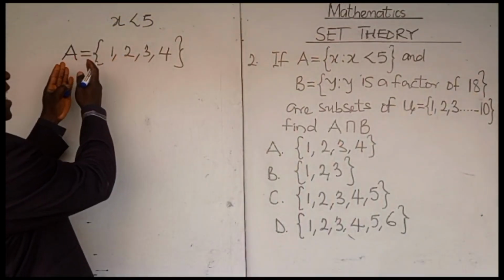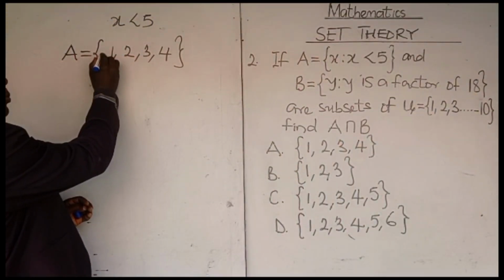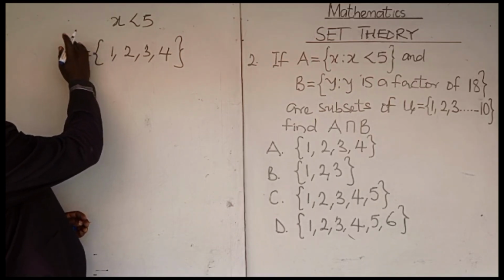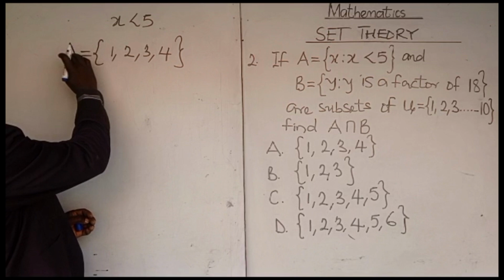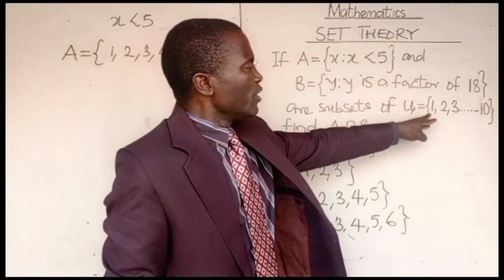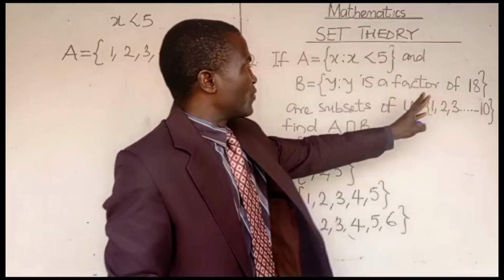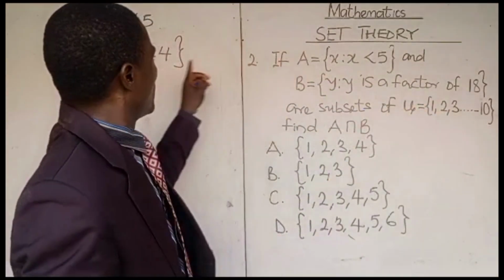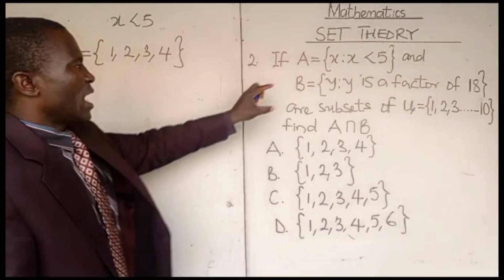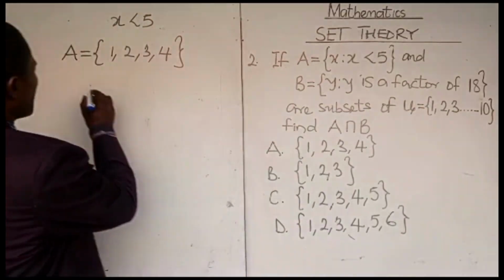Otherwise, we could have extended it up to 0, -1, -2, -3, and so on and so forth. But because of the specification given to us by the universal set, we have to limit the figures of subset A to 1, 2, 3, and 4. Now let us come to subset B.